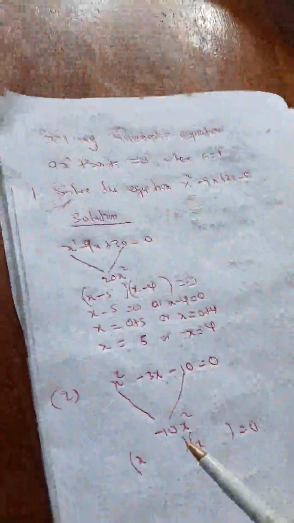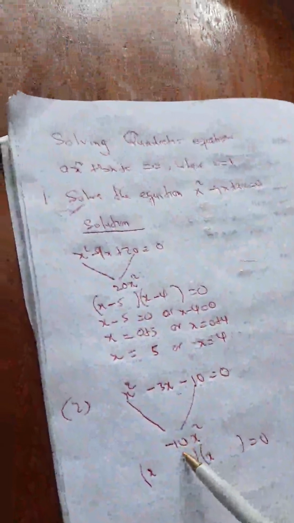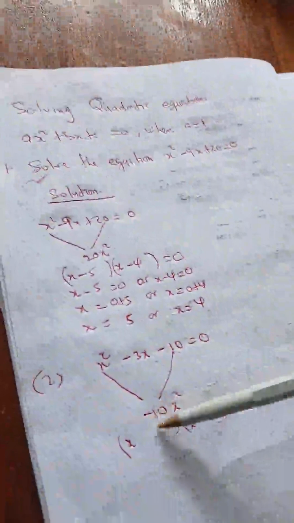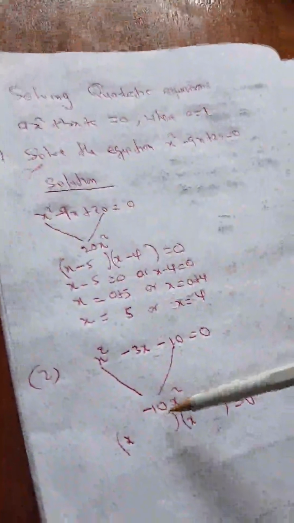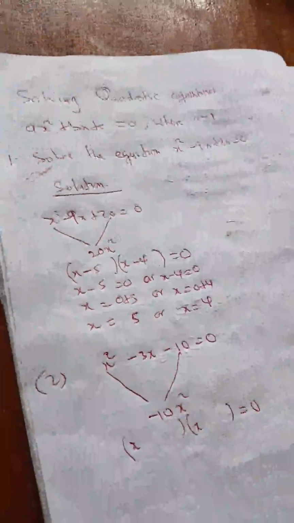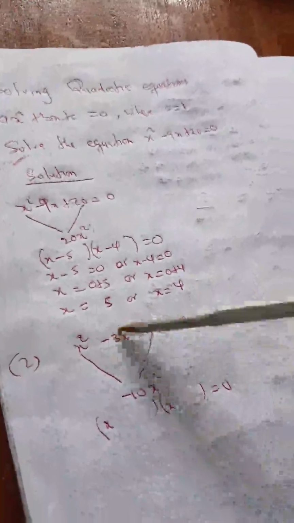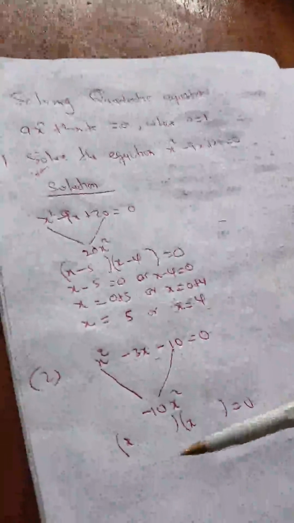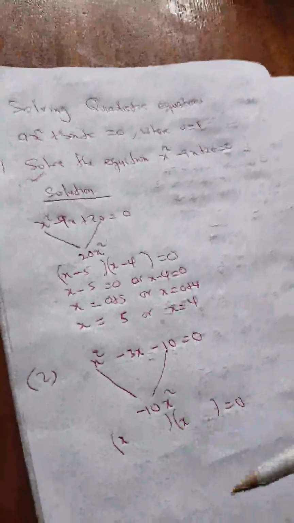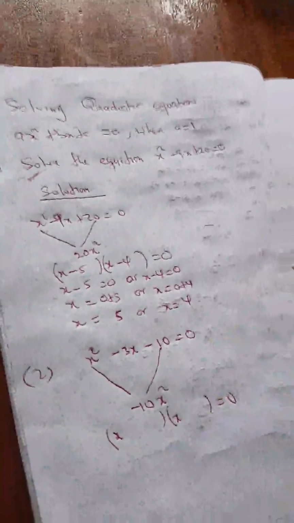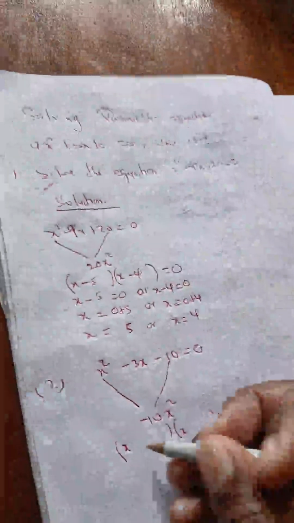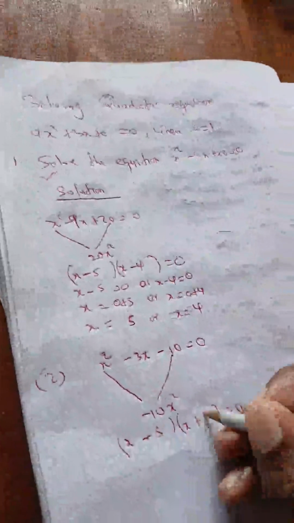We are going to look for two numbers such that if we multiply them, they give us negative 10, and if we add the same numbers, we get negative 3. For the product of two numbers to be negative, one of the numbers should be negative and the other positive. For the sum to be negative, the bigger number should be negative. So we consider negative 5 and positive 2, and we write x minus 5, x plus 2.